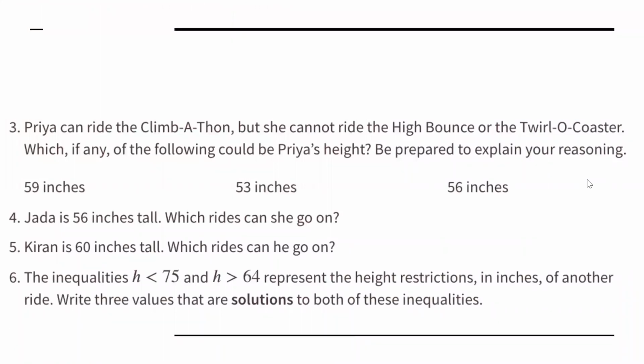All right, so for this one right here, we're going to have to go back and forth between those two charts. So Priya can ride the Climb-a-thon, but she cannot ride the high bounce or the twirl coaster. Which, if any, of the following can be Priya's height? So 59, 53, or 56 are our options. So she can't ride the high bounce. She can't ride the twirl coaster. She can ride the Climb-a-thon.